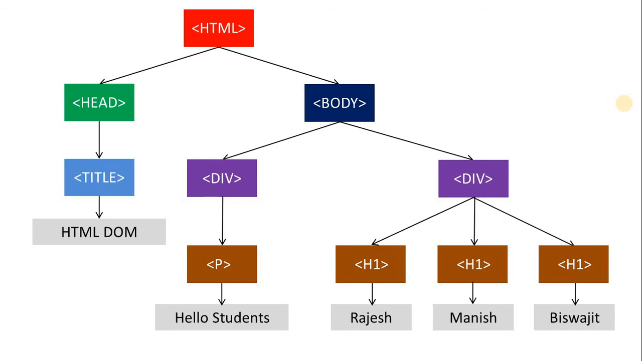Now you can understand, to access say Biswajit or Manish, or the hello student text, we have to go through this structure and finally we can access that particular text. So this is the DOM property which I have explained to you. Now let us execute the practical so that we can understand how we can change this by using JavaScript, right? Let us start.